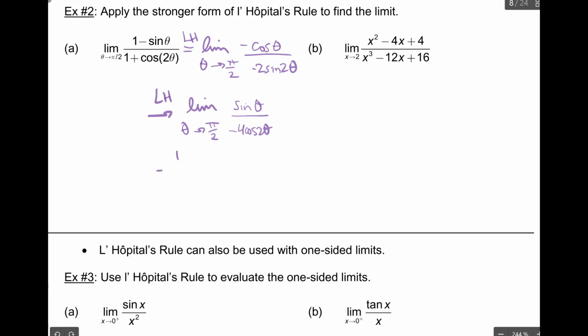Sine of pi over 2 is 1 over negative 4 times cosine 2 theta. Cosine 2 times theta is cosine of pi. Cosine of pi is -1, so that's equal to 1/4.